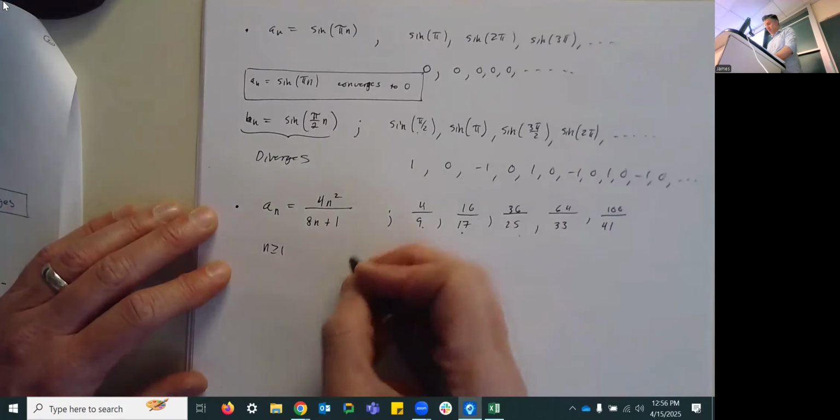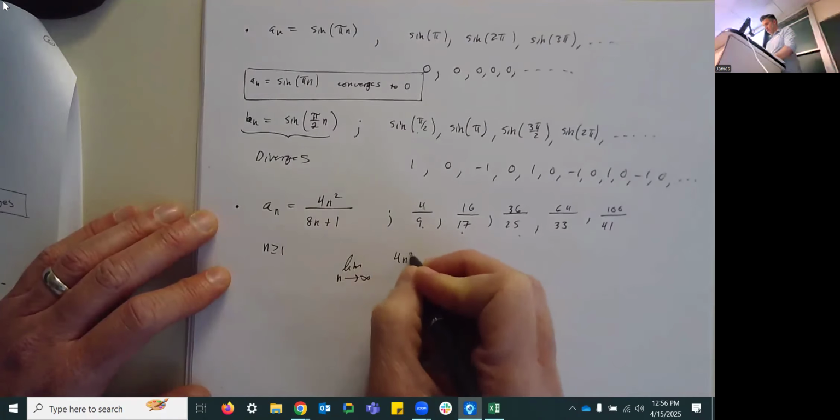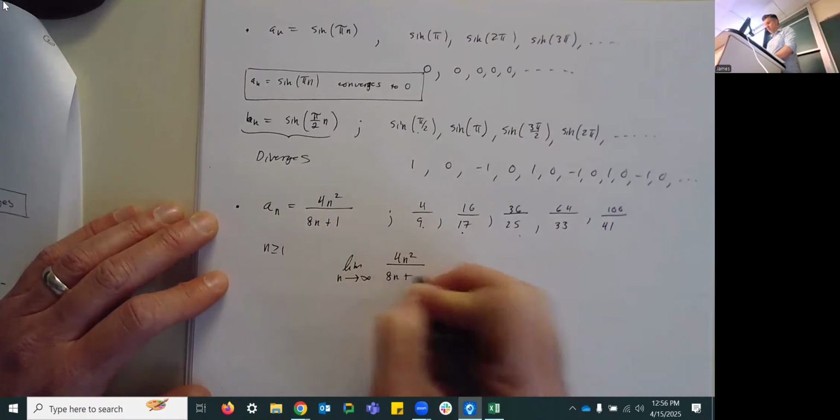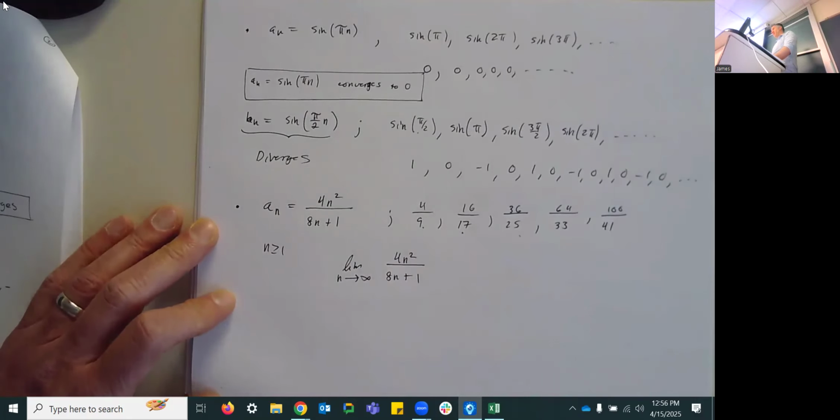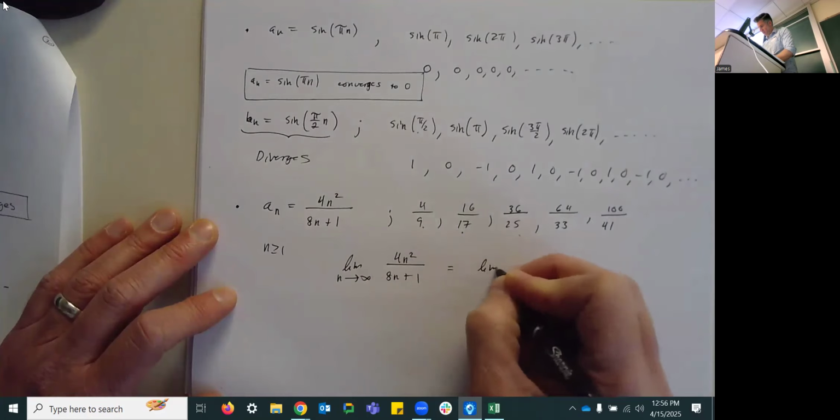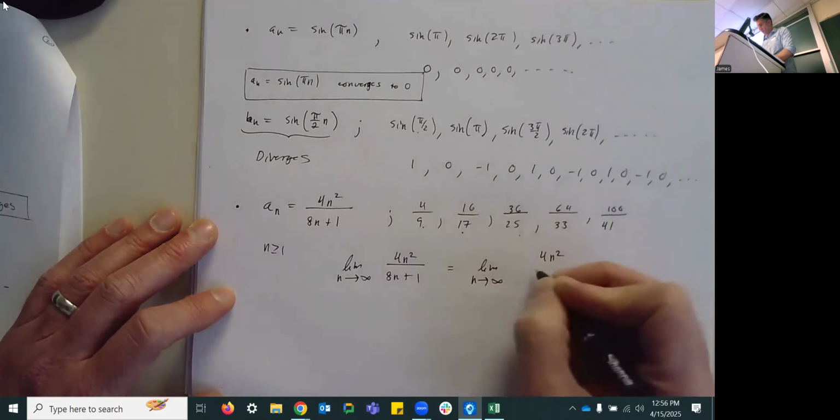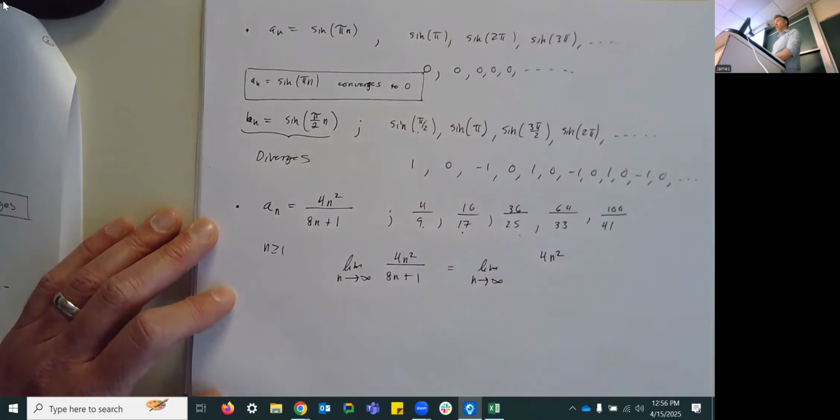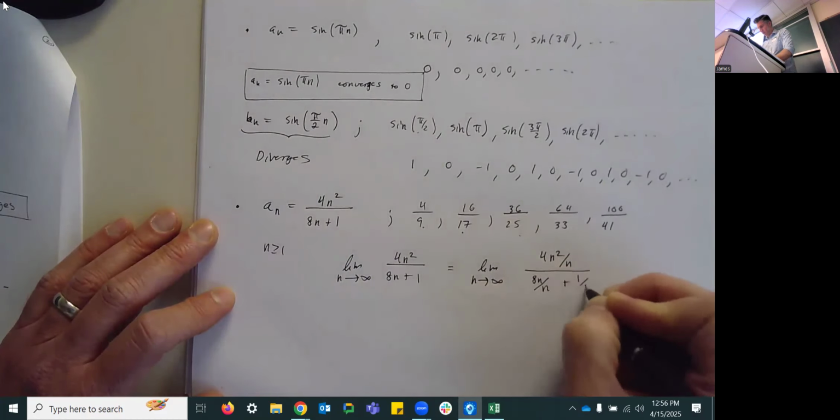If we took the limit as n goes to infinity of our sequence to see if it's getting close to some particular number, well, what are we going to divide everything by now? N squared or n to the first? I hear whispers. So I'm going to divide everything by n to the first because I want to divide by the highest power in the denominator. So 4n squared over n, 8n over n, 1 over n.